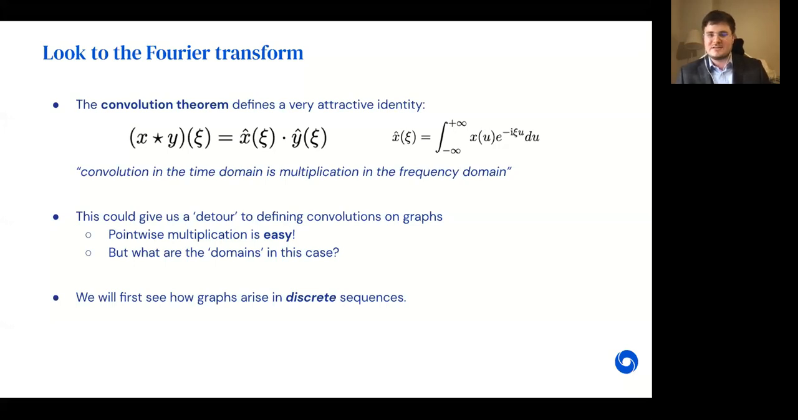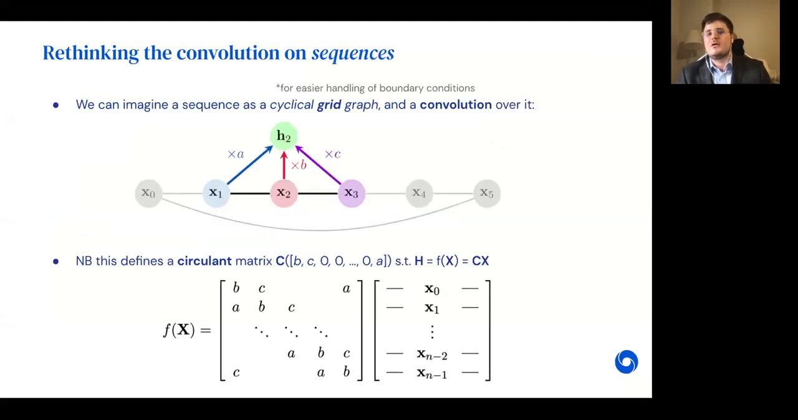But the problem is, the convolution theorem and Fourier transforms are usually defined over these time-specified signals. So what would be the domains in the case of graphs? Well, to get there, we will first see how graphs come up when you look at discrete sequences. We can imagine a time series or a sequence as a cyclical grid graph. The reason I've added a cycle from the first to the last time step is so I can more easily handle the boundary conditions. But generally, it doesn't change the findings I'm going to have.